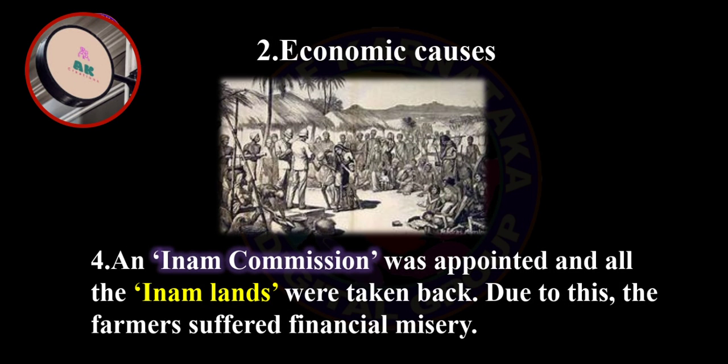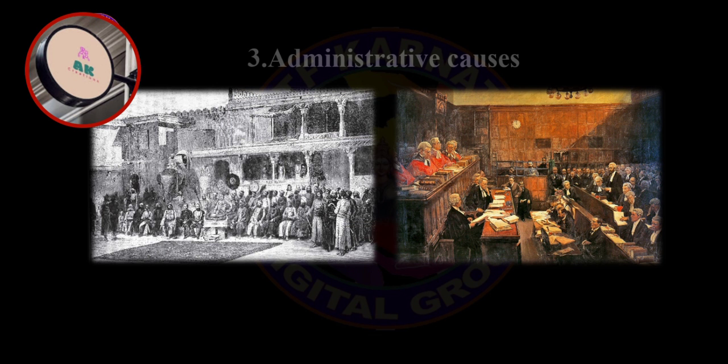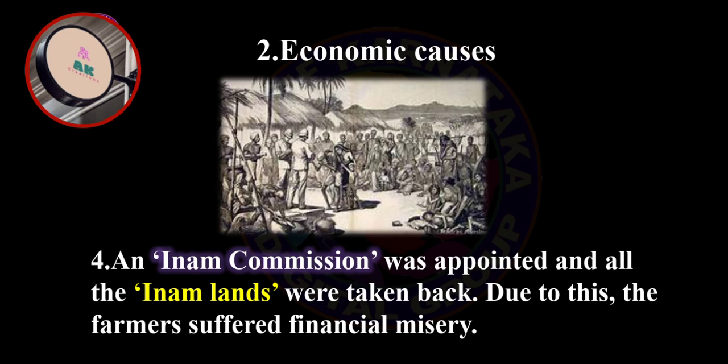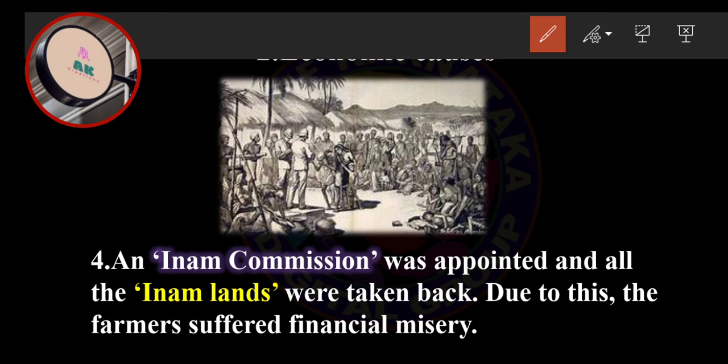What you have to understand in the economic cause is that the first cause is industrialization and the second cause is taxation, right? In the taxation, the zamindari system came, then ryotwari and mahalwari. Let me tell you over here: zamindari, the permanent settlement of Bengal.